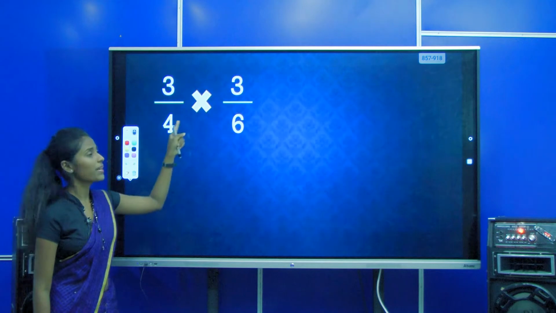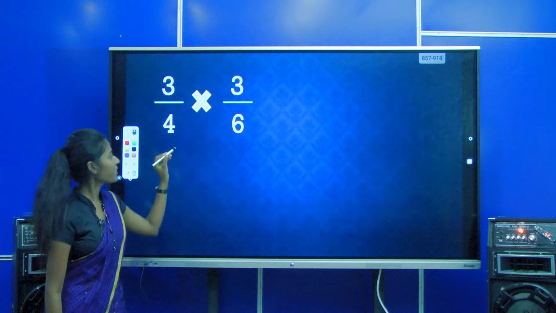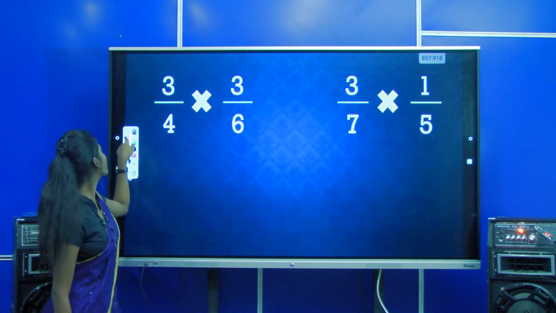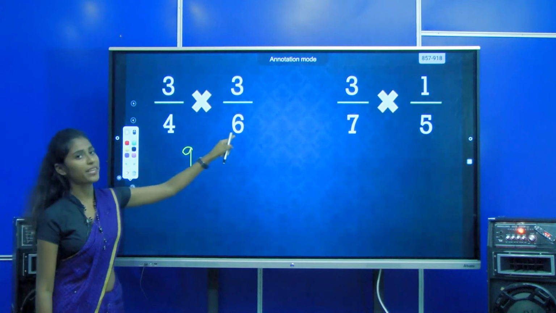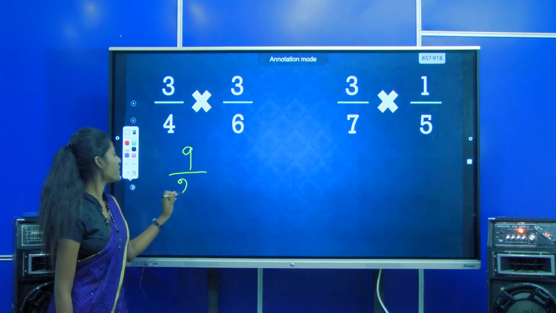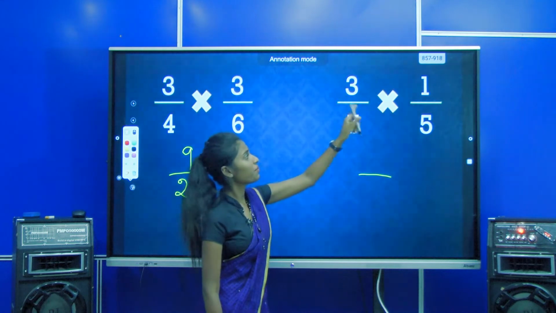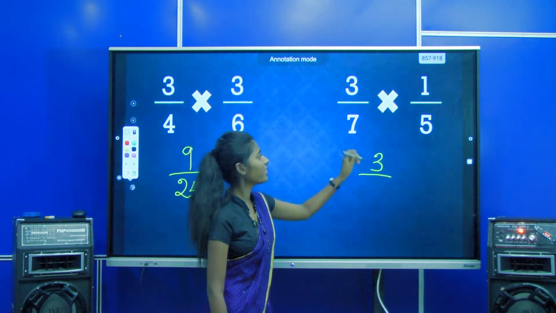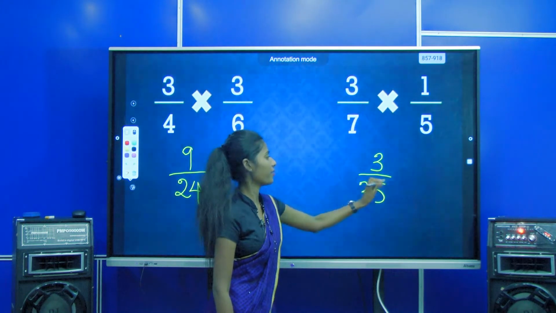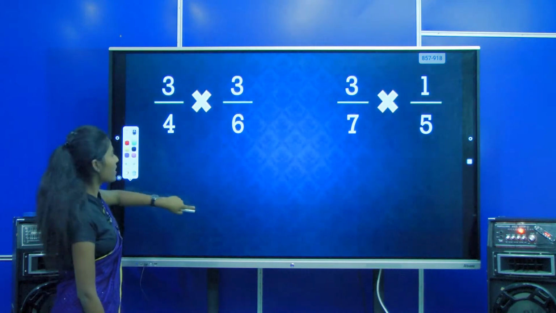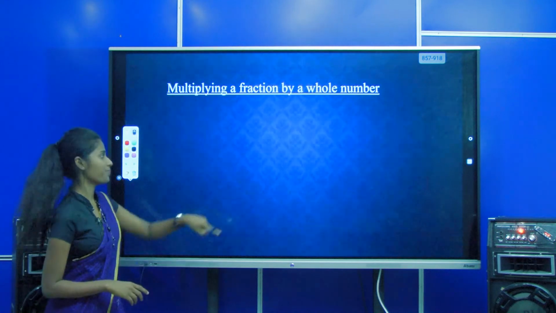3 over 4 multiplied by 3 over 6. 3 multiplied by 3 is 9. 4 multiplied by 6 is 24. And next one, 3 multiplied by 1 is 3. 7 multiplied by 5 is 35. Okay, let's move on to the next topic, multiplying a fraction by a whole number.